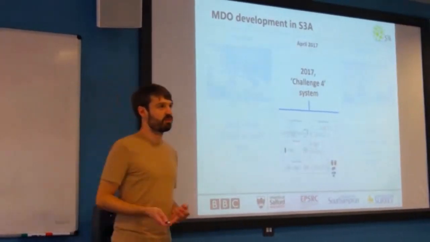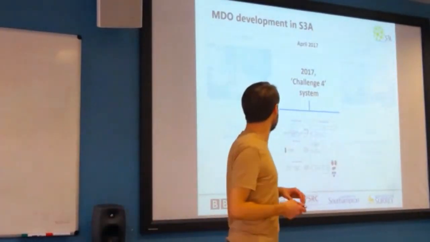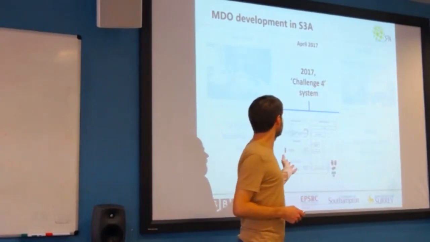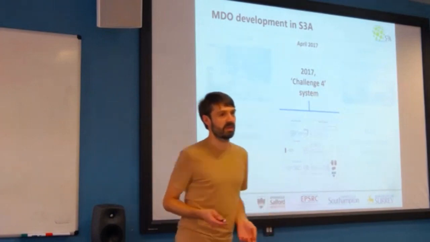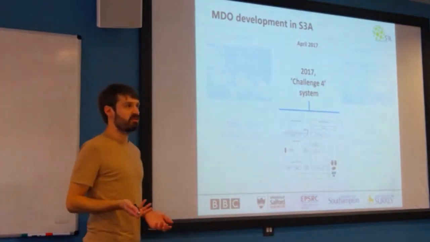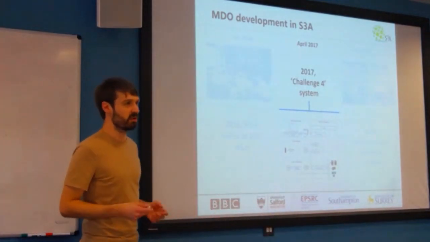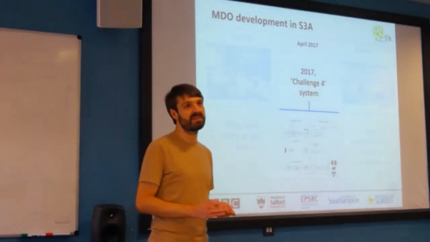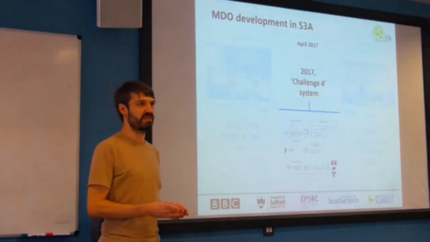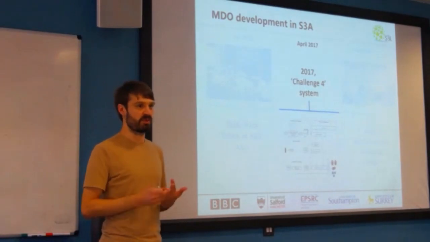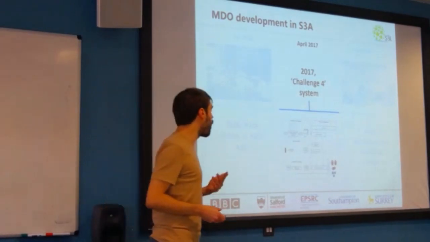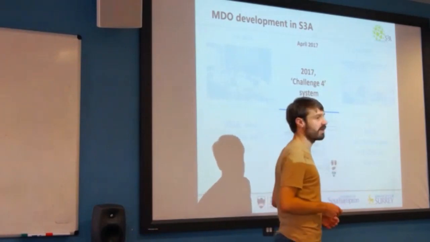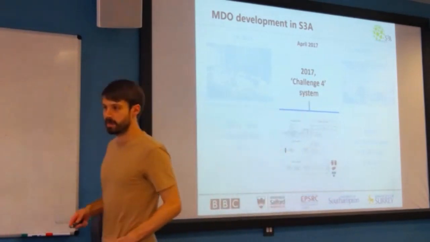So we spent the next 12 months or so in S3A formalizing this idea into a system, which was called the Challenge Board system within the project. But that was basically trying to automate the process a bit more. So if we had an object-based scene, we've got our audio objects with some metadata describing the position of the object, what the object is, then how can we automate the process of routing those sounds to these additional devices we have in the room?